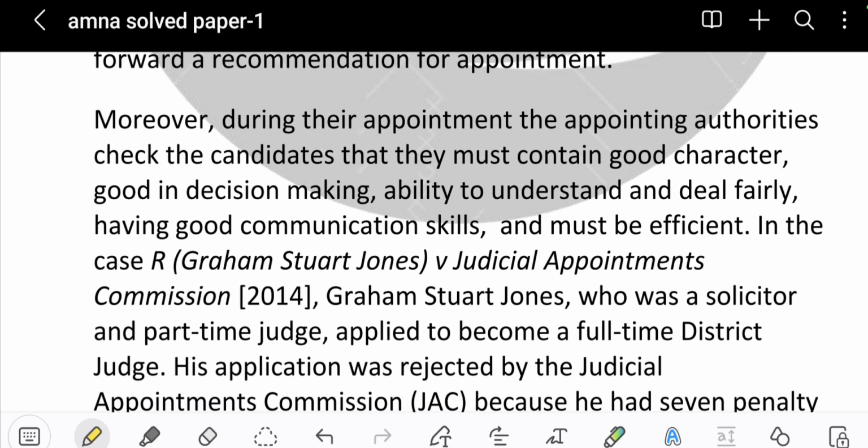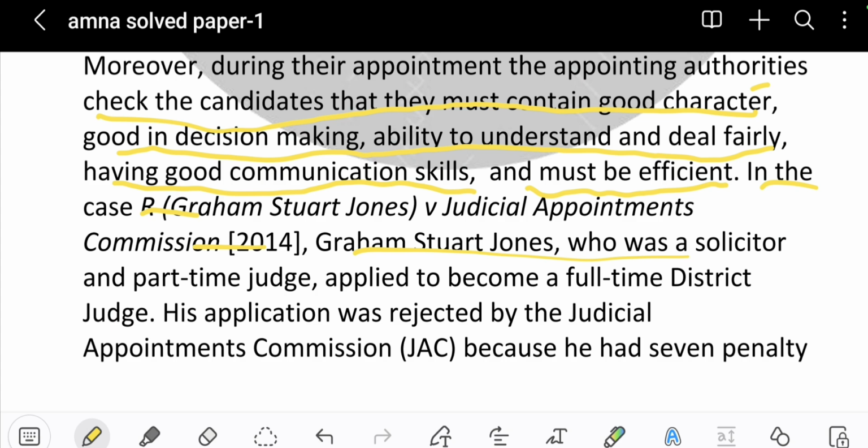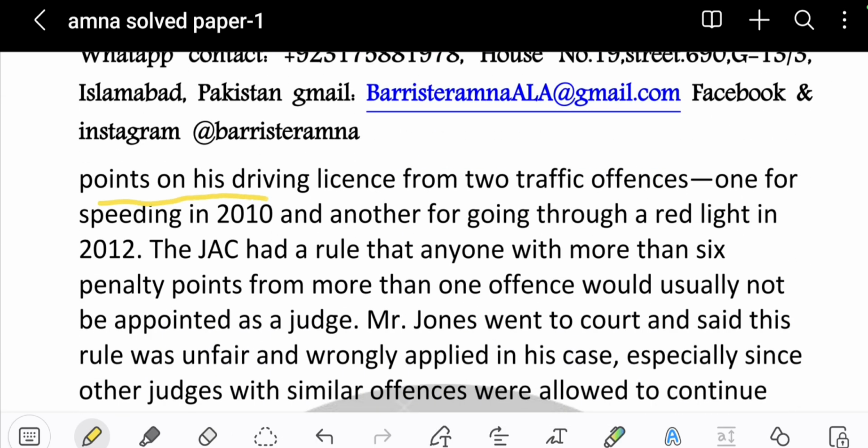Now I will read more things about it. Moreover, during their appointment, the appointing authorities check that the candidate has good character, good decision-making abilities to understand and deal fairly, good communication skills, and must be effective. In the case of R (Graham Stott Jones) versus Judicial Appointments Commission 2014, Graham Stott Jones, who was a solicitor and a part-time judge, applied to become a full-time district judge. His application was rejected by the Judicial Appointments Commission (JAC) because he had 7 penalty points on his driving license from 2 traffic offenses, one for speeding in 2010 and another for going through a red light in 2012.